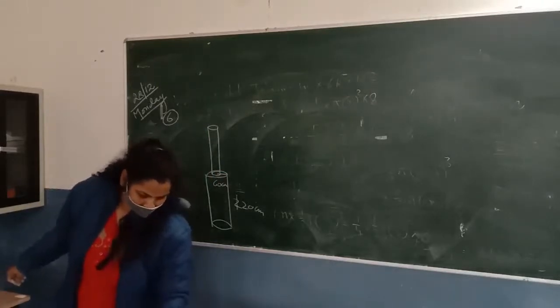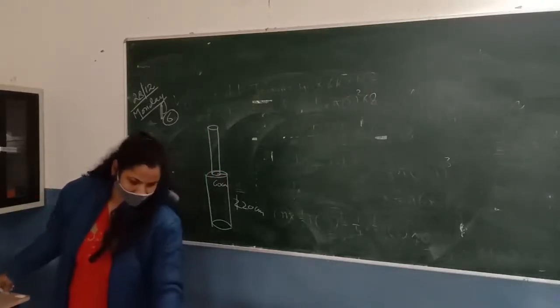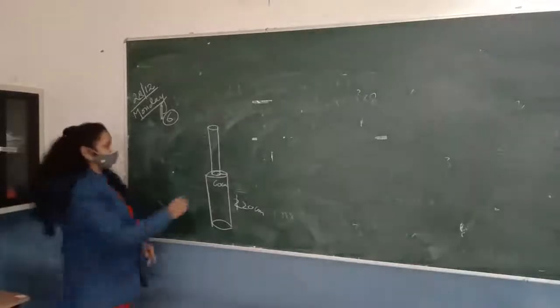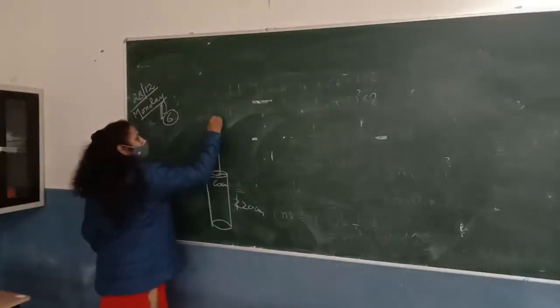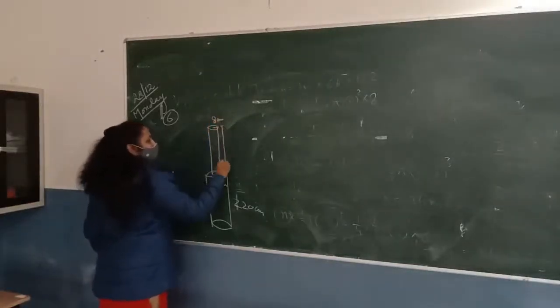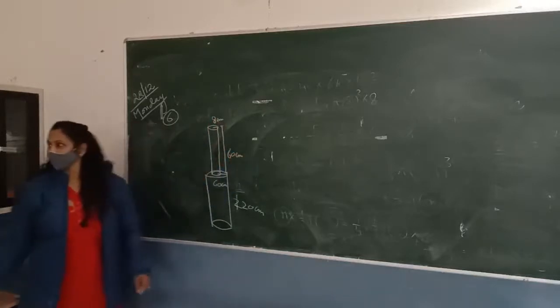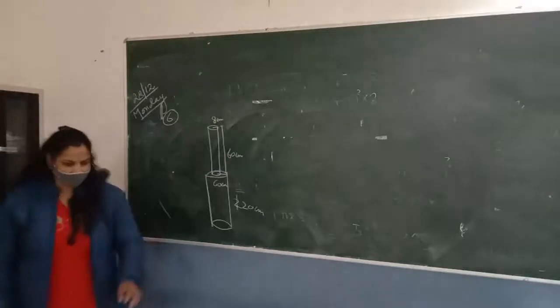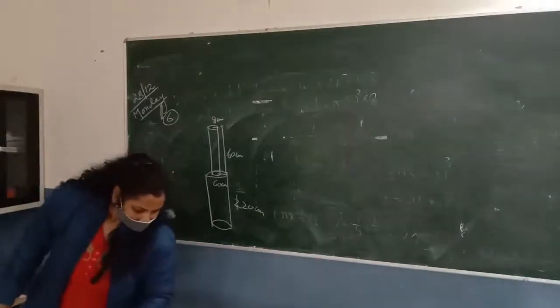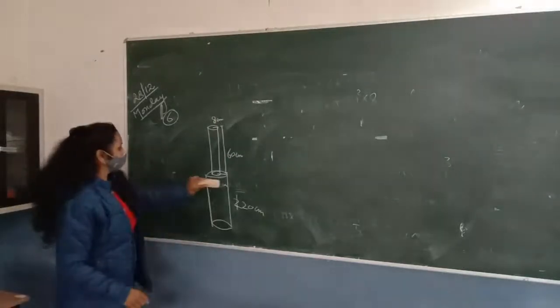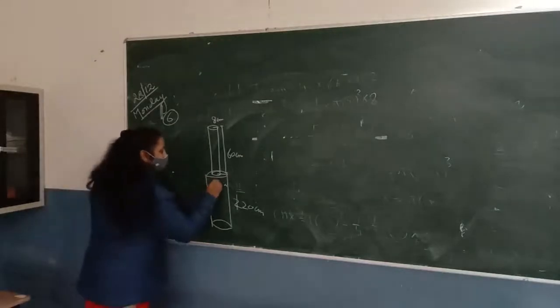Surrounded by another cylinder of height 60 centimeter and radius 8 centimeter. Radius is 8 centimeter now and height is 60 cm. Okay. What is the radius of the bigger one? 12. Okay, diameter 24, so radius is 12 centimeter.